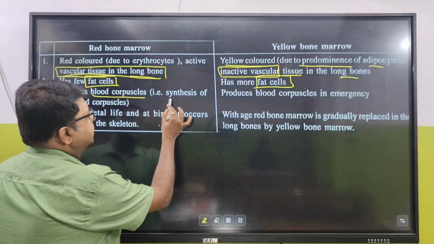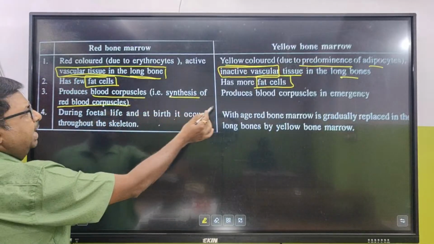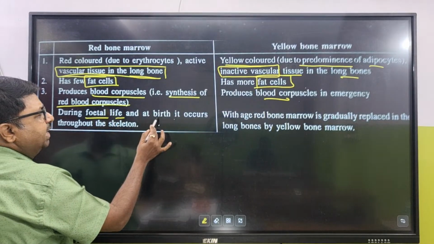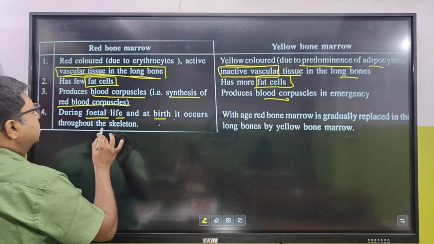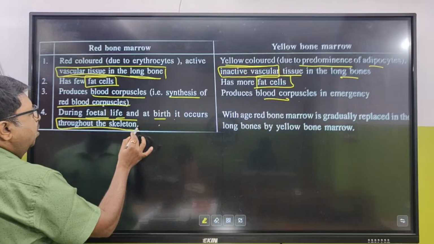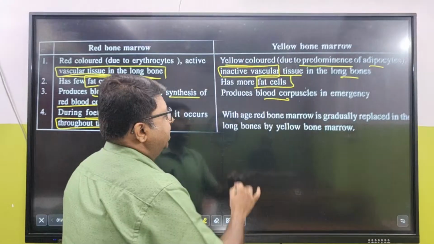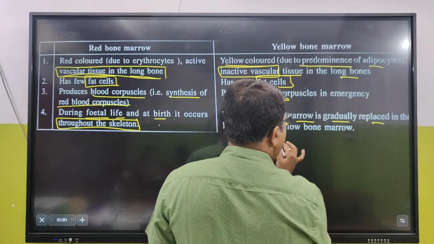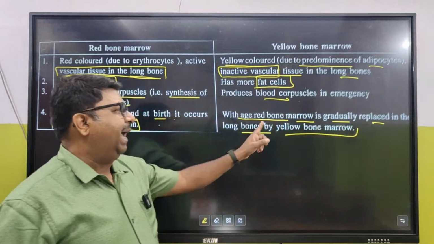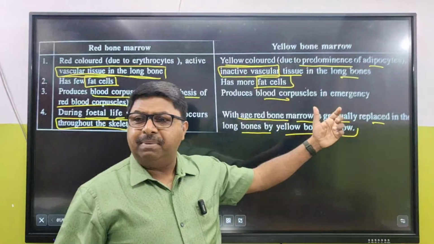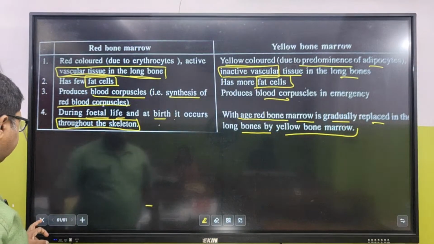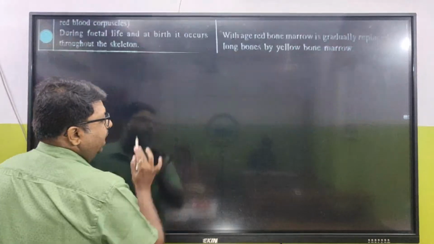Red bone marrow produces blood corpuscles, that is synthesis of red blood corpuscles, and it produces them in emergency. During fetal life and at birth, it occurs throughout the skeleton. With age, red bone marrow is gradually replaced in the long bones by yellow bone marrow. Clear? So that's the difference between red bone marrow and yellow bone marrow.